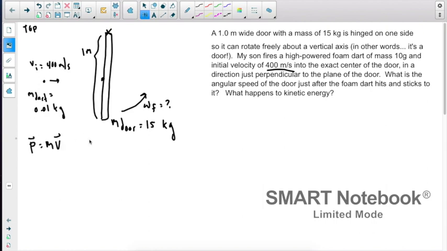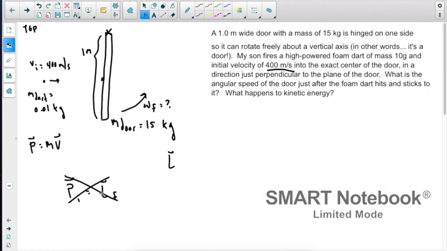And then afterwards, doesn't the system have an angular momentum of L? Can these two things be translated into each other? Can I say that the initial momentum of the system translationally equals the final angular momentum of the system? No, I cannot do that. They cannot be converted into one another.